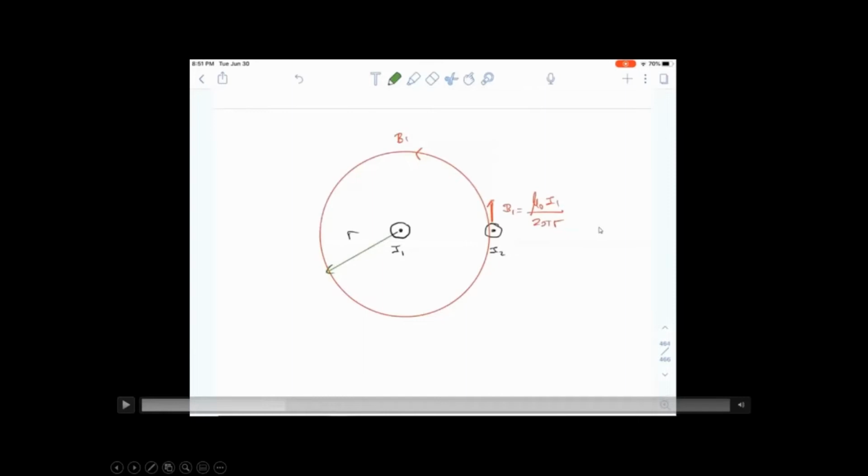So this is the strength of the magnetic field at a radial distance R away from the first wire that you're looking at. Current is coming out of the page, the magnetic field acting out at 90 degrees. So you line up your thumb in the direction of the current, which is coming out of the page.